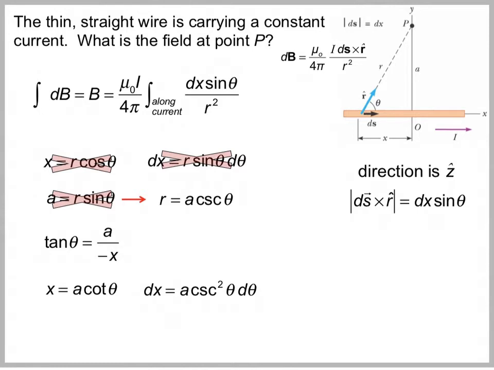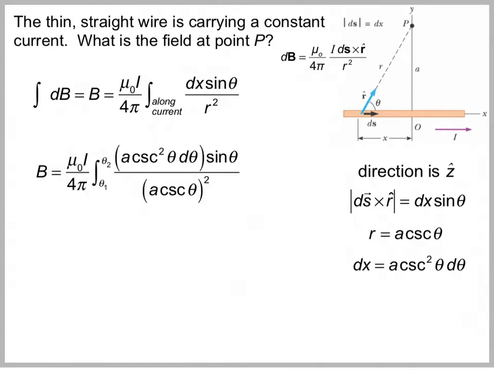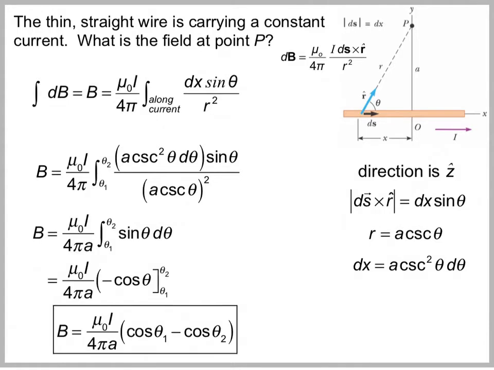So now, I can plug these in above and see what B is equal to: mu naught I over 4 pi. dx was a cosecant squared theta d theta times sine theta, and r was a cosecant theta, and we square that. We'll see the cosecants go away. And so I end up with just mu naught I over 4 pi. I'm going to have an extra a on the bottom here. It comes down. I integrate sine theta d theta. This is an integral that we can do. The integral of sine is minus cosine. And I plug in my limits from theta 1 to theta 2. And there we have it.